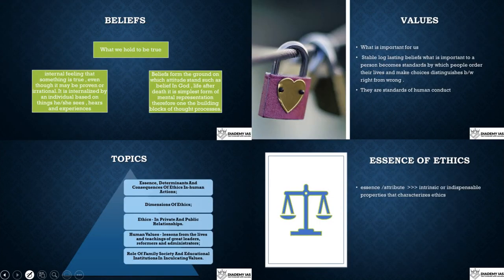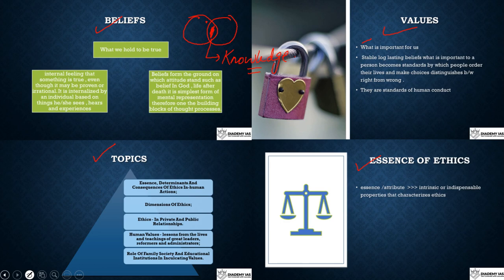Then we saw, when we have some beliefs, and then there is the truth, the thing that is common leads to knowledge. Then we read about beliefs, we read about values, what are values, right? Things that are important to us. Then we saw what are the topics in unit 1. Then we saw the essence of ethics, right? What it means, what is basically the indispensable quality of ethics, what makes ethics ethics.